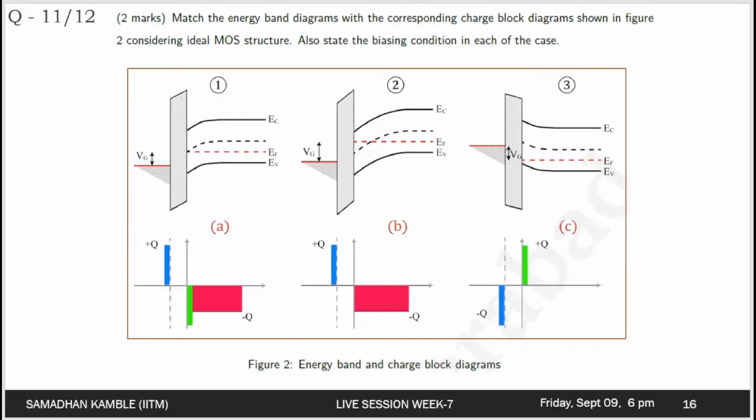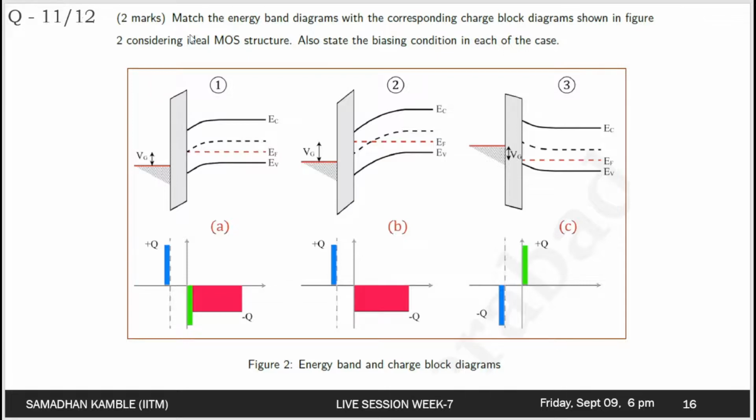For example, we can look at the bulk Fermi level and decide what the doping is. It is closer to EV, that means it is a p-type substrate. Also, if we look at the Fermi level closer to the surface, then we can decide whether the MOS capacitor is in accumulation, depletion, or inversion mode. In this particular example, the Fermi level is getting closer to the intrinsic level. That means we are in the depletion region here. So it is important to remember that band diagrams and block charge diagrams are very useful tools.